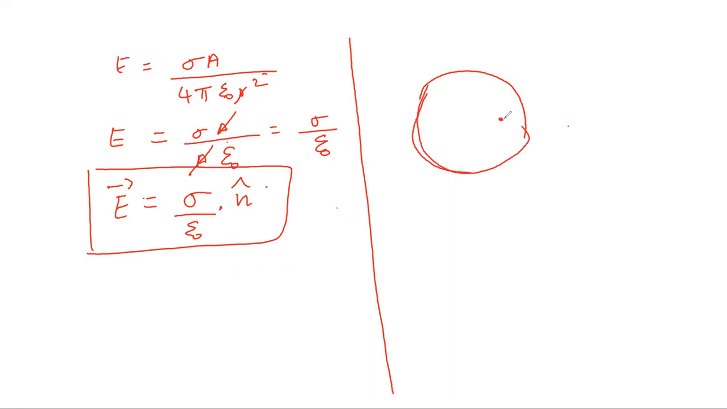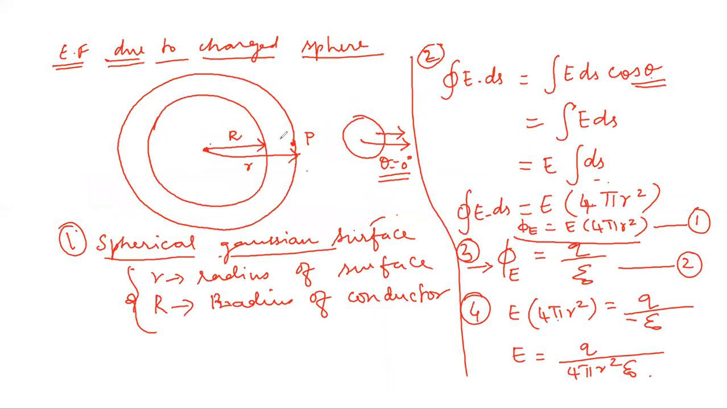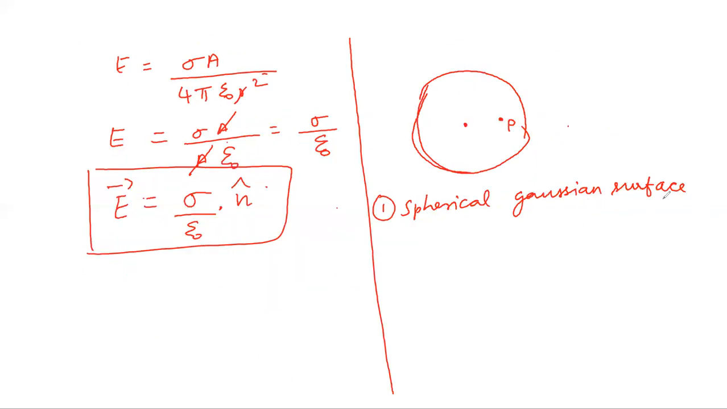Last time we found here, right? So now let me say the point P is here and this is the center. In this case also, first I am going to consider a spherical Gaussian surface only. So here also the shape of my Gaussian surface is spherical. But see where I am going to consider. If you see the previous case, I had considered a spherical Gaussian surface outside the sphere because the point was lying outside the sphere, right? But here I am going to consider the spherical Gaussian surface inside the sphere.